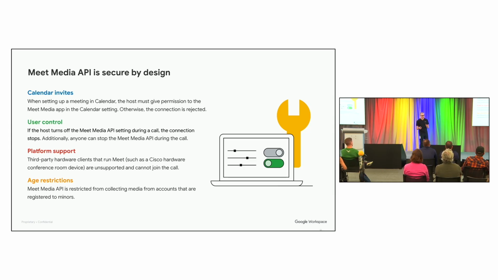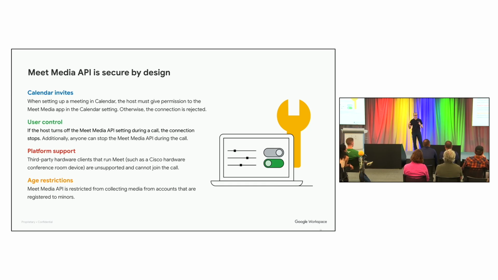And a little bit more about security within the Meet Media API, what that means. We do have our calendar invites. When you set up the calendar invites, again, we're being totally transparent: the host must give permission that the Meet Media app is going to be part of the meeting in the calendar setting. You want to make sure that everyone's aware of this. Just like within the meeting itself, anybody can turn it off at any point. It doesn't have to be the host; it can be any user within the meeting. So we take that very seriously.